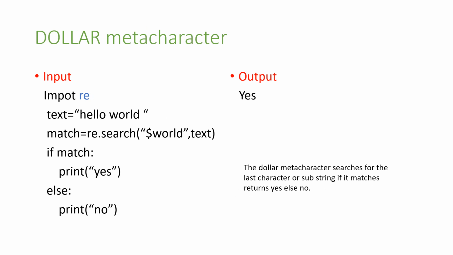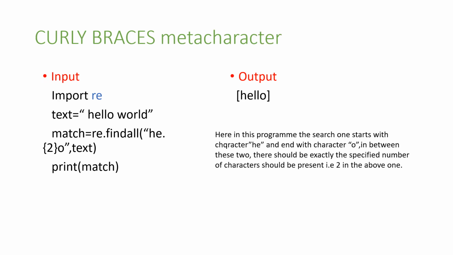If the search character and the starting character are equal, it prints yes, else no. Let us discuss the dollar meta character. The dollar meta character searches for the last character or the substring. If it matches, it returns yes, else no. The next meta character is curly braces. Here, in this program, the search starts with the characters HE and ends with the character O. In between these two, exactly the specified number of characters should be present, that is 2, as mentioned in the program.